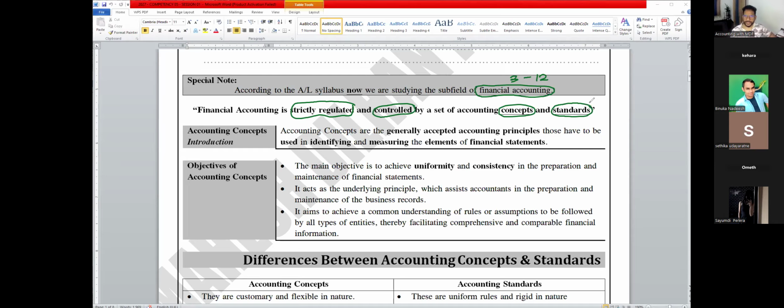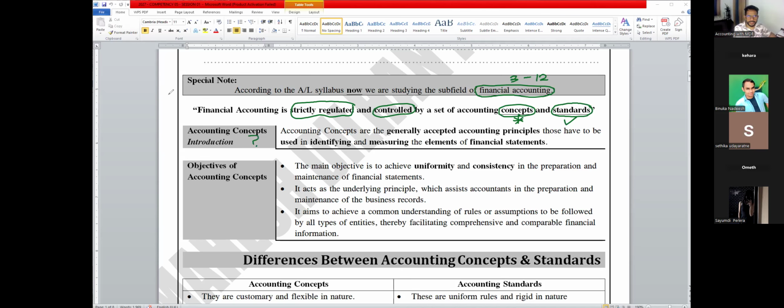Right? Now, I told you, we are in the 5th competency. I'm going to explain. Don't be afraid. I'm going to explain all the required things related to the standards when we get to the 11th competency. But here I'm going to introduce you to the differences between the concepts and standards later. For the moment, let's recognize what we mean by the accounting concepts.